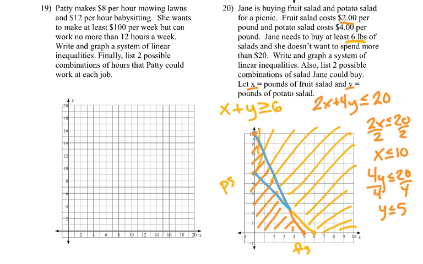So what are two possible combinations? Well, we could buy 1 pound of fruit salad and 7 pounds of potato salad. Or we could buy maybe 2 pounds, or maybe even 3. 3 and 3, I think that one would work. Or we could do 2 pounds and 5, or even 6. I think that one would be in line too. So there's some possibilities there.